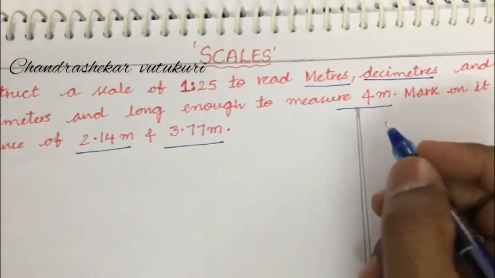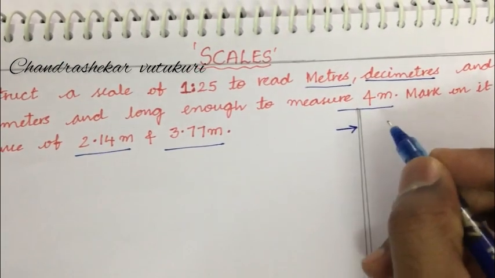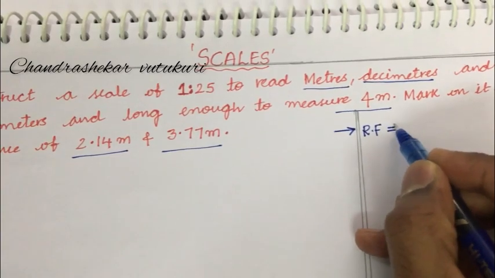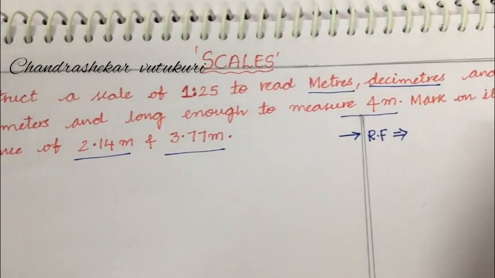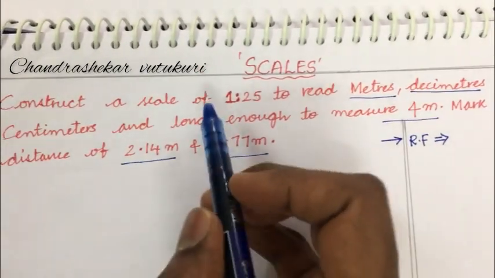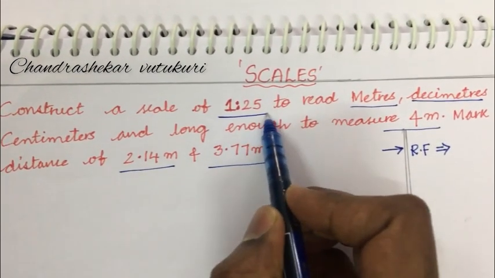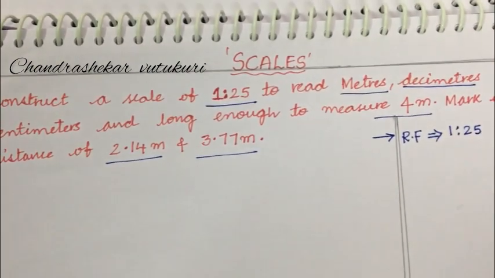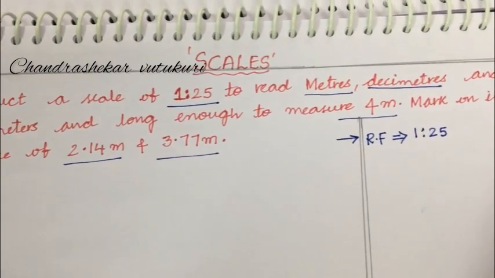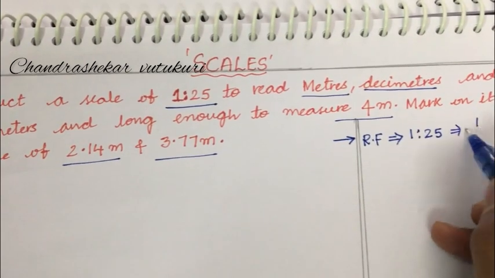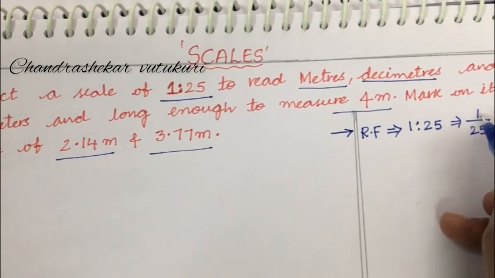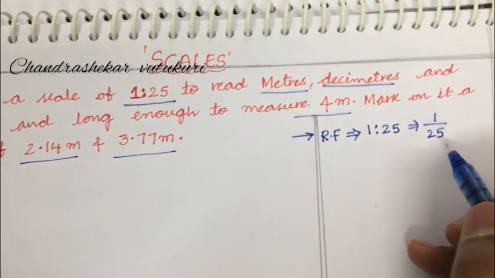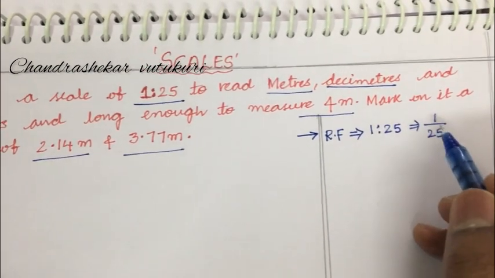Before that, as I told you in the earlier videos regarding the plain scale, I told you to work out whether the RF, the representation factor or scaling factor, is given or not. If you look at this, it is a ratio of 1:25, which is the direct scale factor given in the problem. It is also 1/25, the ratio of the length of the scale on the drawing to the maximum length. This is given directly, so we need not calculate it.